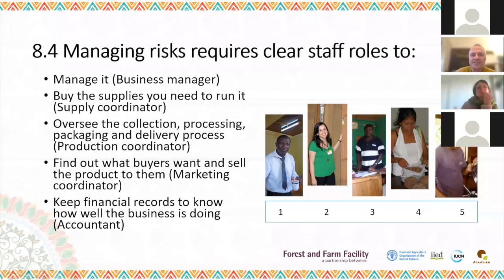When I'm running this training, I sometimes ask people to identify who the business manager is, who the supply coordinator is, who the accountant is, and so on. So the accountant is the person on the left, that's in a business in Ghana. The marketing manager, that's the second person. The business manager is the person in the center. And then you have the supply coordinator on the right, and the lady there is the production manager for a Brazil nut collecting business in Bolivia. So just, you know, different people have different skills. So when you're assigning people to solve problems, make sure you assign the right people.